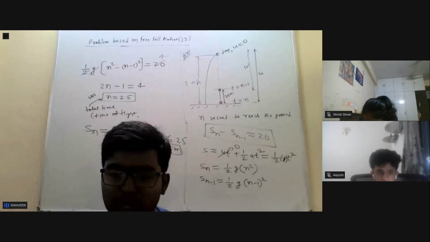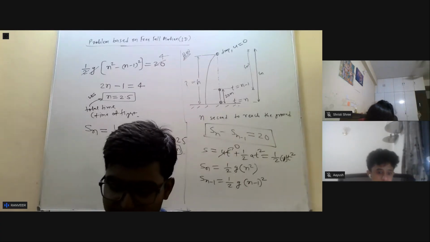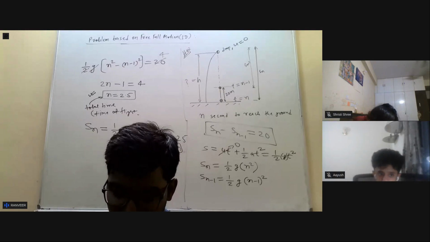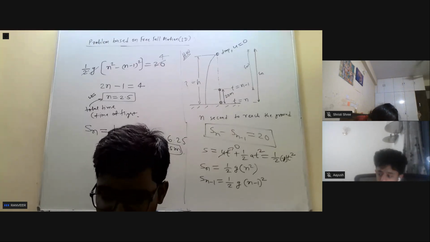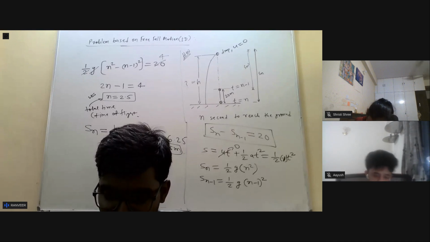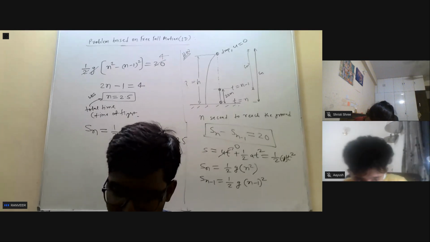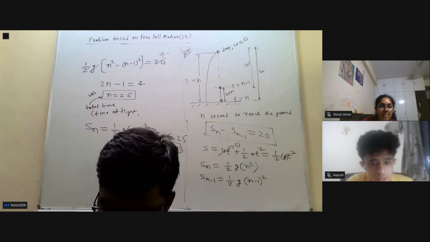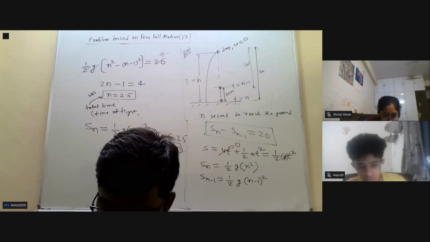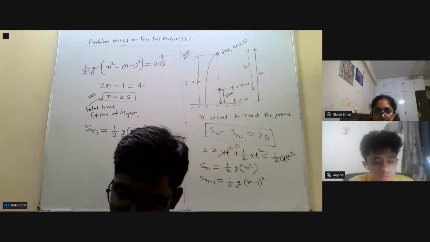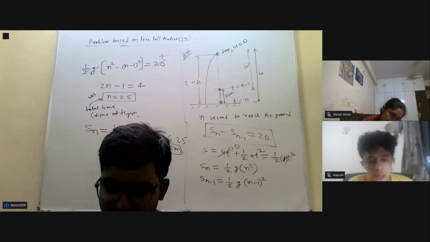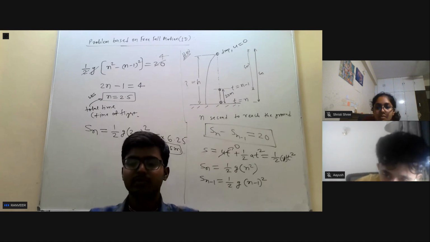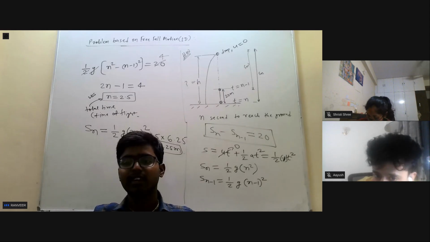If the time gap to pass the ball from one hand to the other is 1 second, then find the maximum height attained by each ball.